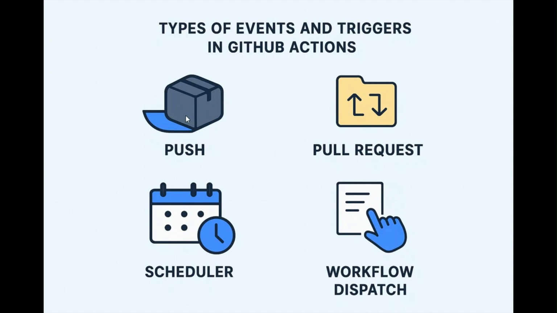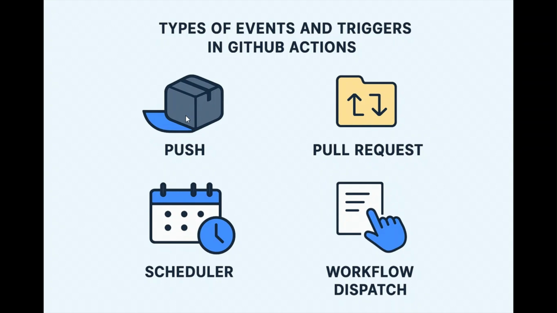The third scenario is nightly builds, which is automated testing at off hours. Sometimes you don't want to run tests on every push, but you want to do a daily check. With a scheduled workflow, you can run a build or test every night.